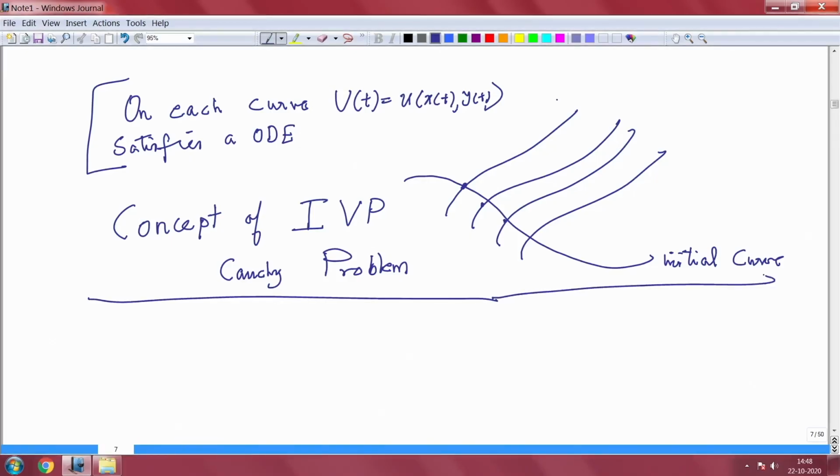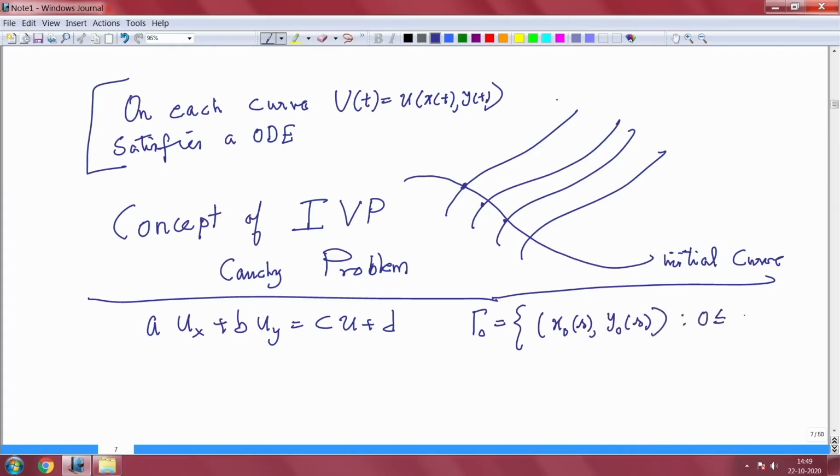So, what is the Cauchy problem? You have your PDE, a u_x plus b u_y is equal to c u plus d, and then there is an initial curve, gamma naught. So, I will give a parametric representation of the curve. So, gamma naught is equal to (x naught(s), y naught(s)), where 0 less than or equal to s less than or equal to 1. Okay. So, that is your initial curve, this is called gamma naught.